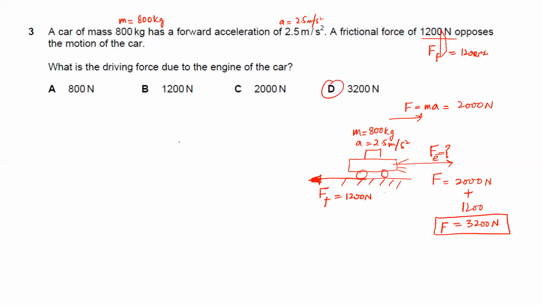So remember, the normal error students make over here is that they get this vector as 2000 Newton and the reverse force as 1200 Newton. So what they do is 2000 minus 1200, they get 800 and go with this. So this is not the right answer. Please do not make this mistake in your exam. Okay, so next question.